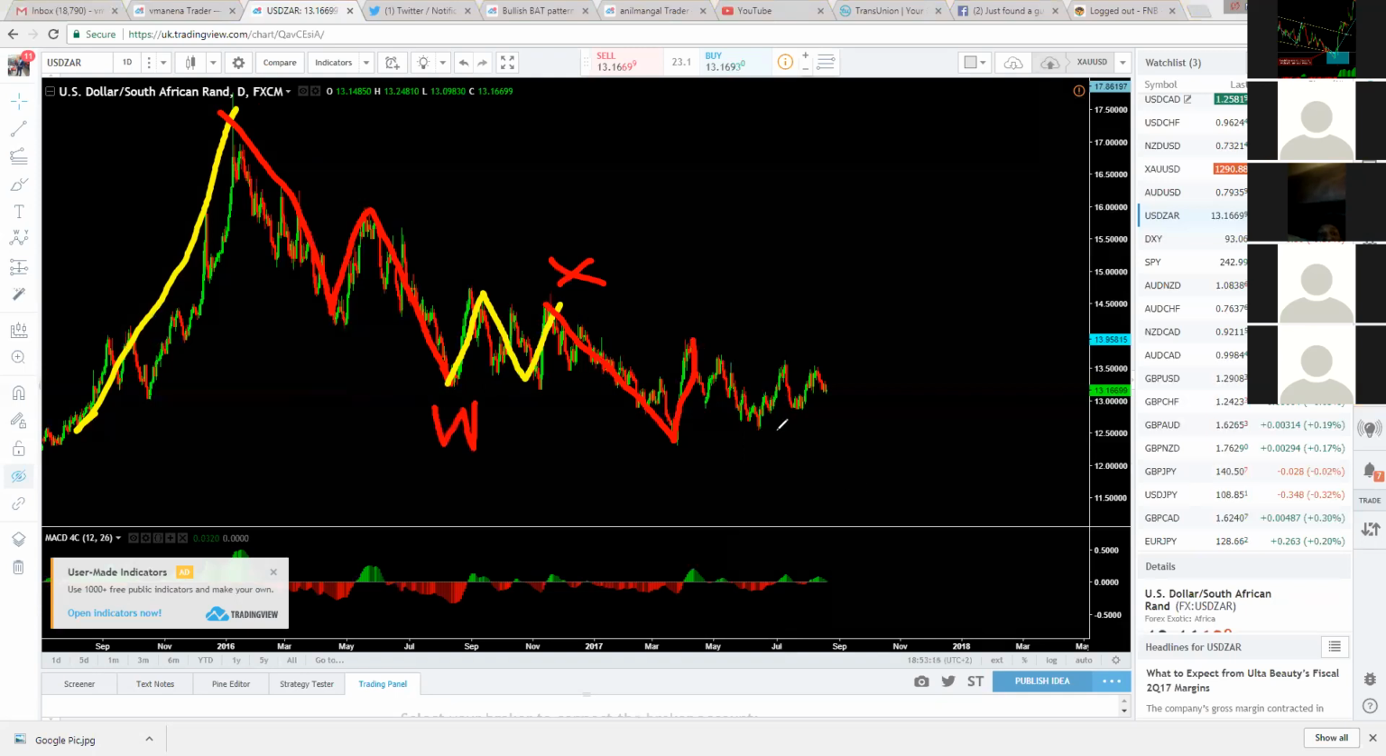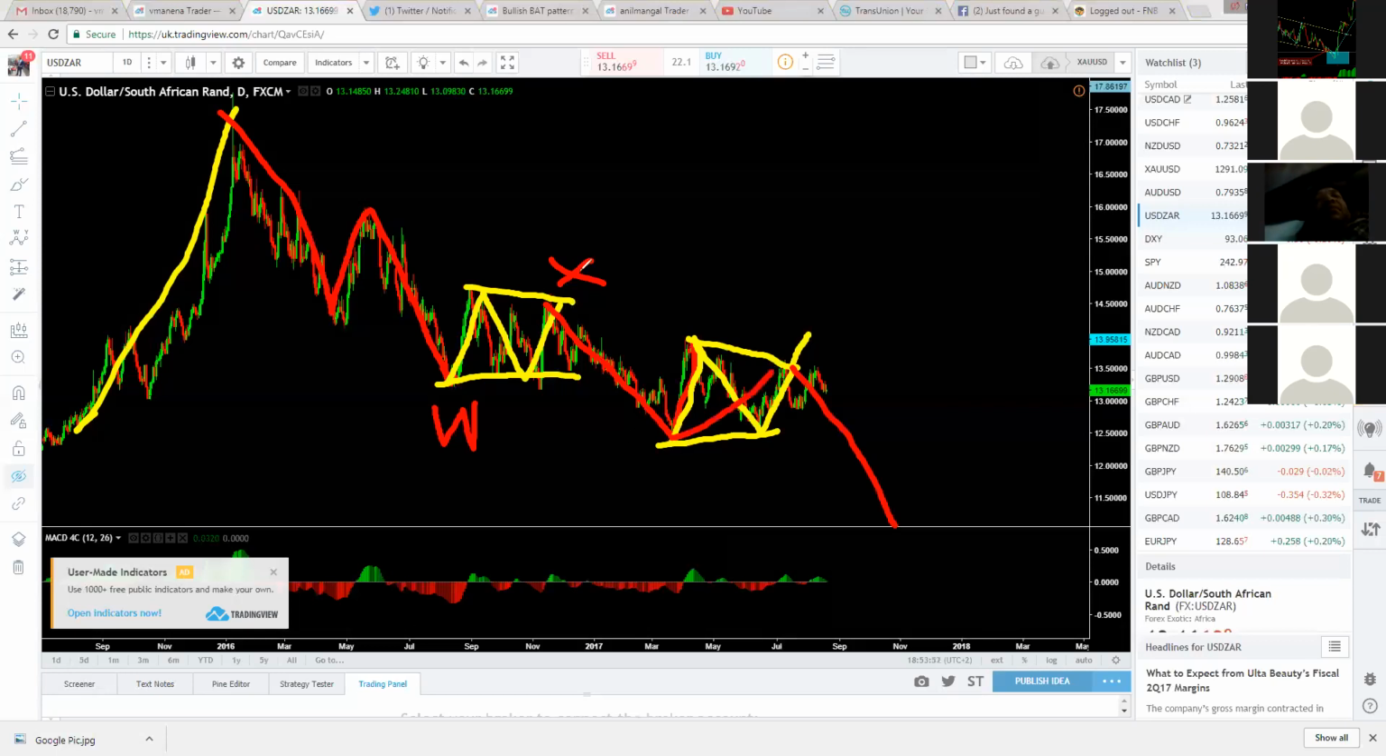The reason why I stopped drawing this zigzag here is that we could have something like this, which is what I was anticipating. We could have something like this, which is exactly the same as that. Okay, but it has not happened yet. So this is what I was anticipating here. We could have something like that, and then this will do that. So this will be another zigzag here. Impulse, correction, and then downside. So that has not happened.